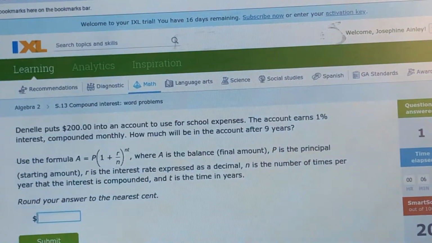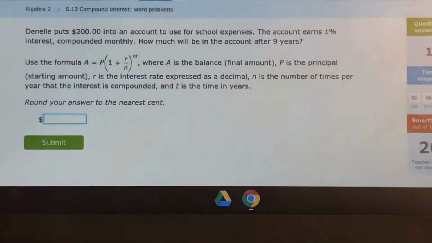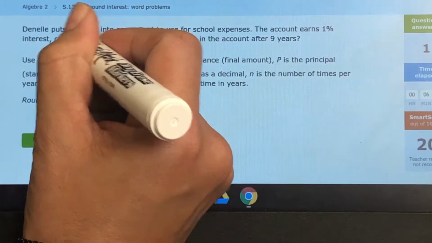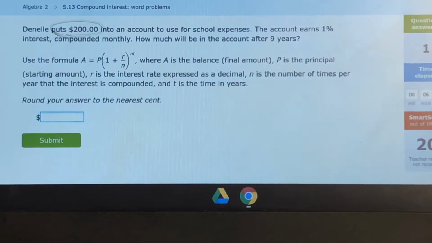Okay, so Danielle puts 200,000 into an account to use on school. Okay, so she puts this into account. So this is what her starting, or what we call what? Our principal.